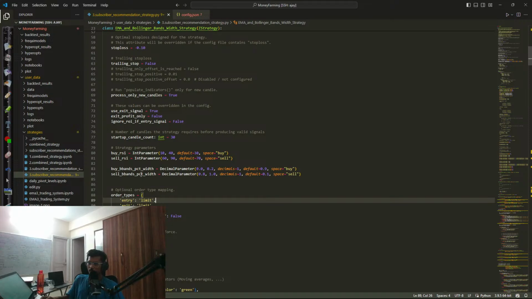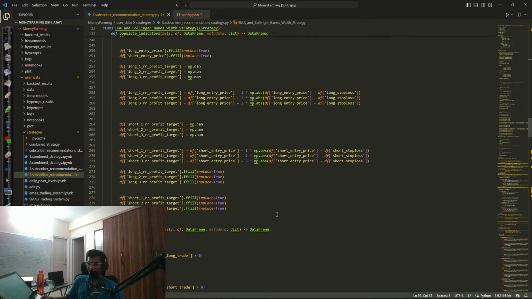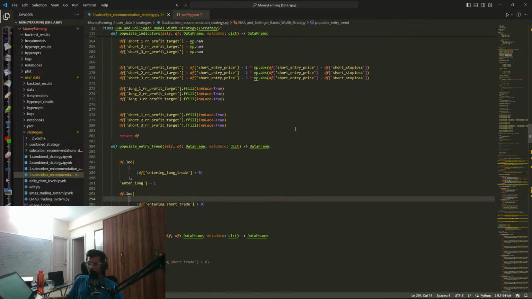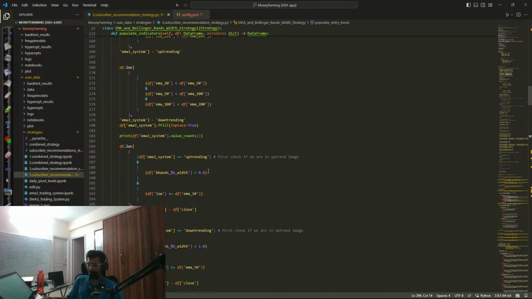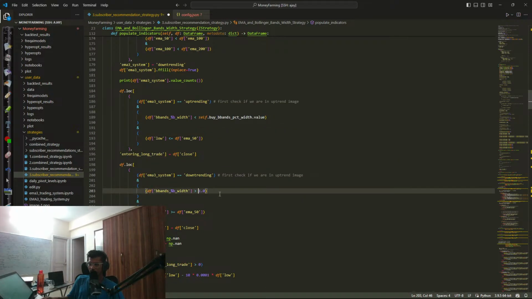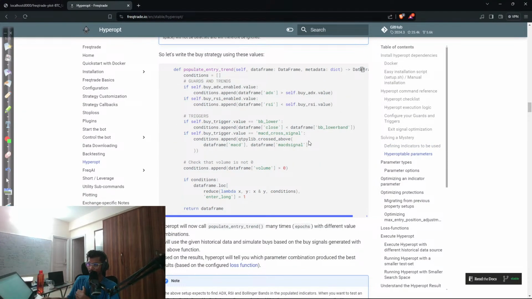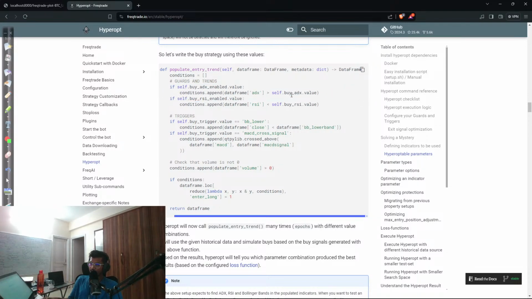Okay, so we got this. Now what we have to do is just put it there. Instead of this, we come here and change it, so instead of that, we use self.buy.value. It's automatically going to generate the sell bb bands value. You can see the documentation as well, like buy RSI value. What it's going to do now is all these conditions will check the value there, and the conditions will append it.